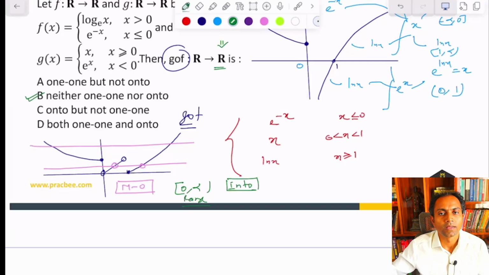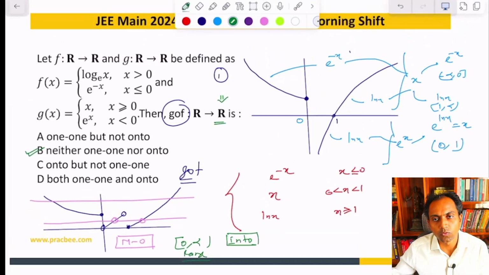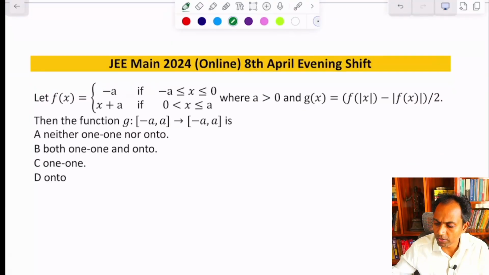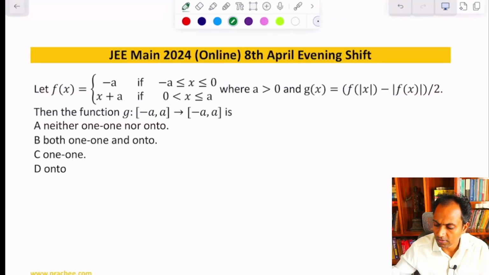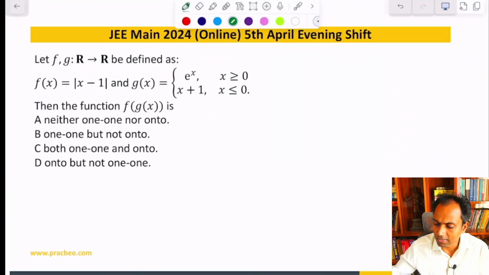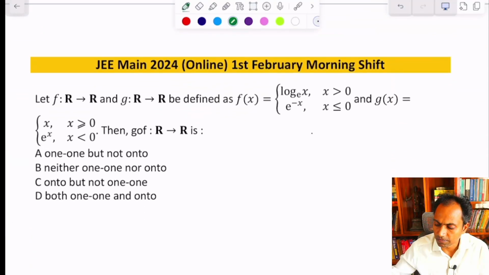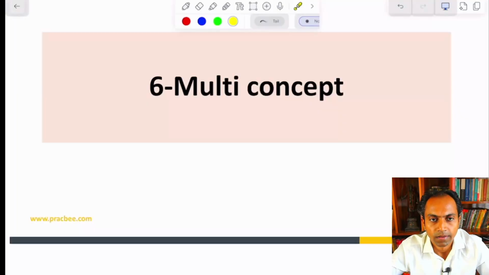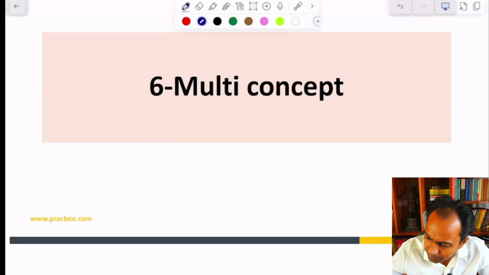Now, if you have understood this technique and how fast I was able to solve this question, you can use a similar technique to solve the 2024 question that is given next. Also this same question again came, with slight manipulation, again similar. So similar kinds of questions have been asked multiple times. Now the six kinds of questions that are based on multi-concept.